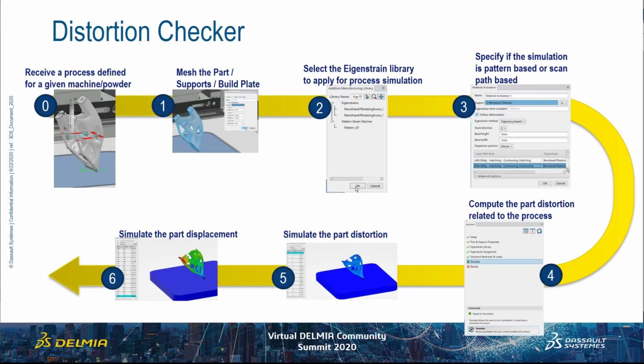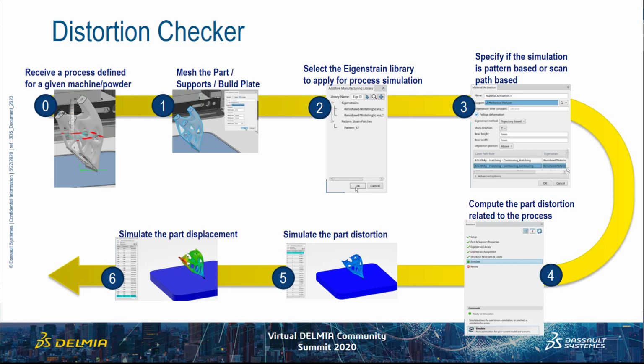Okay. Now, before we get into some details, here's one of the things that is a key differentiator between us and what's out there in the market. This is a new role, distortion checker. This is actually a SIMULIA distortion checker that is available through DELMIA for powder bed users. What this role enables you to do is simulate the buildup and analyze the part displacement and part distortions before you generate the output.